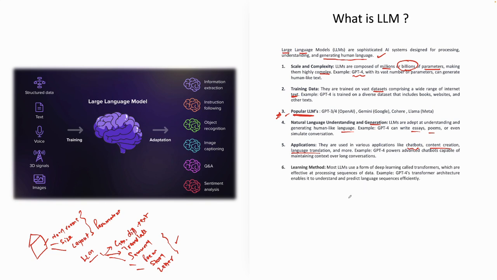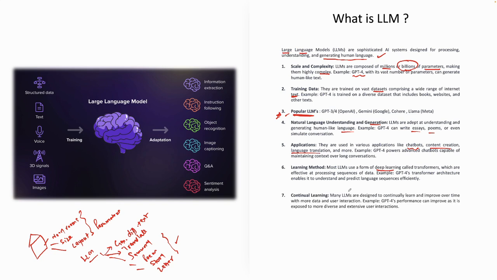So because this is AI, because it is all based on machine learning, these models are constantly learning, right? So as it says, most LLMs use a form of deep learning, right? You might remember with deep learning, what did we study? We studied neural networks, how the human brain works, right? You understood the concept of transformers, right? So it's all based on this. So it says that the learning method is based on deep learning, and it is effective at processing sequences of data, right?